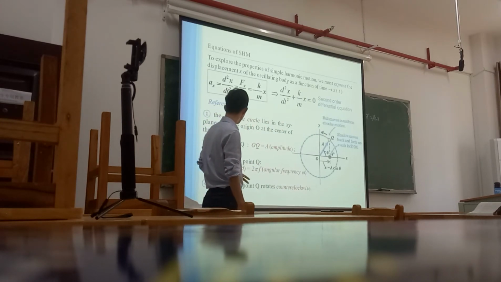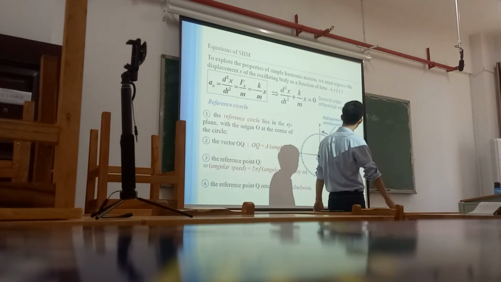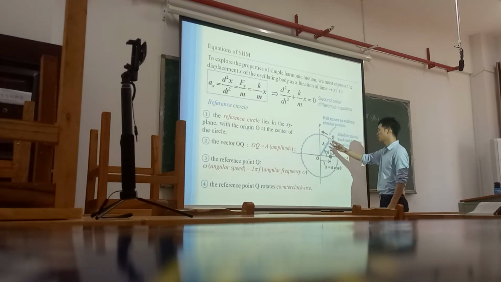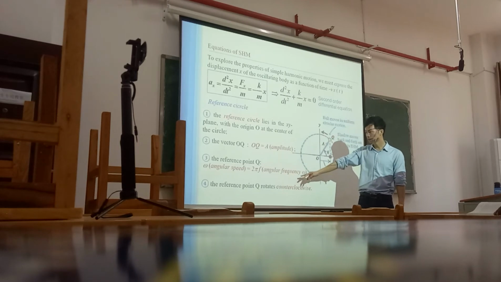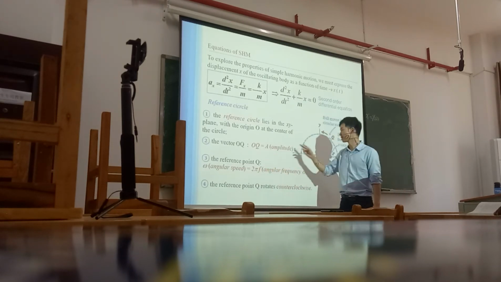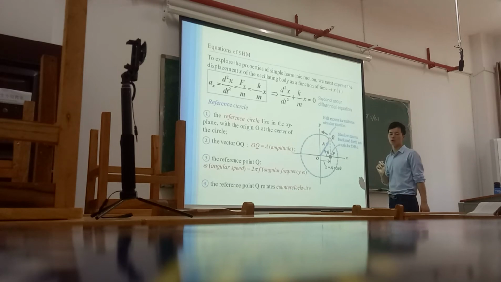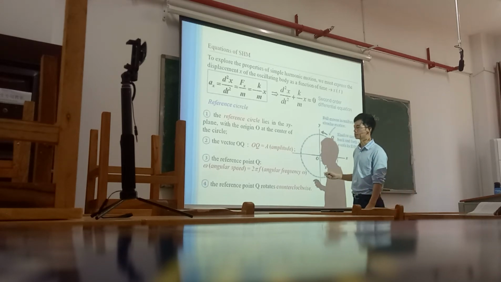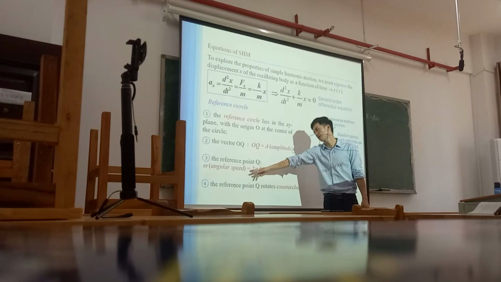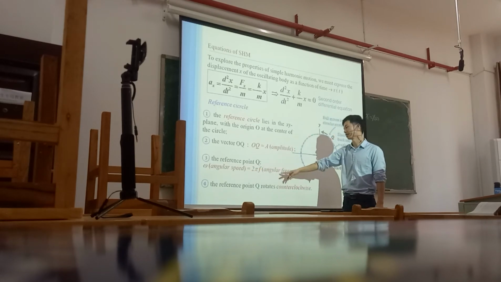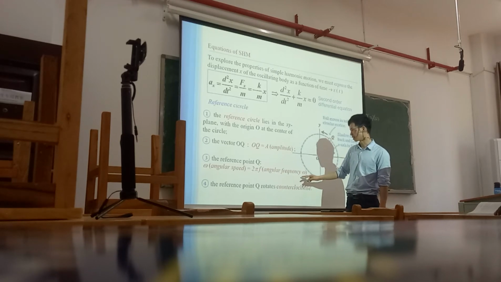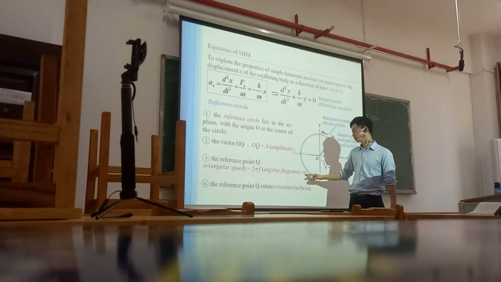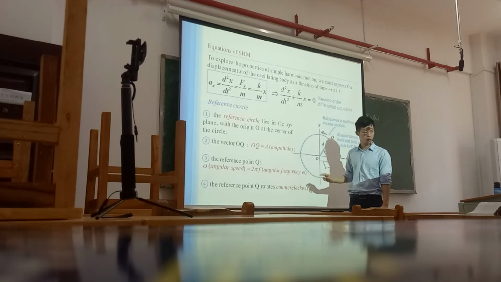And the reference point Q does the circular motion. So Q has angular speed, because this is a circular motion. In circular motion, there is angular speed. Angular speed omega is equal to 2 pi f, and is also equal to the angular frequency omega.